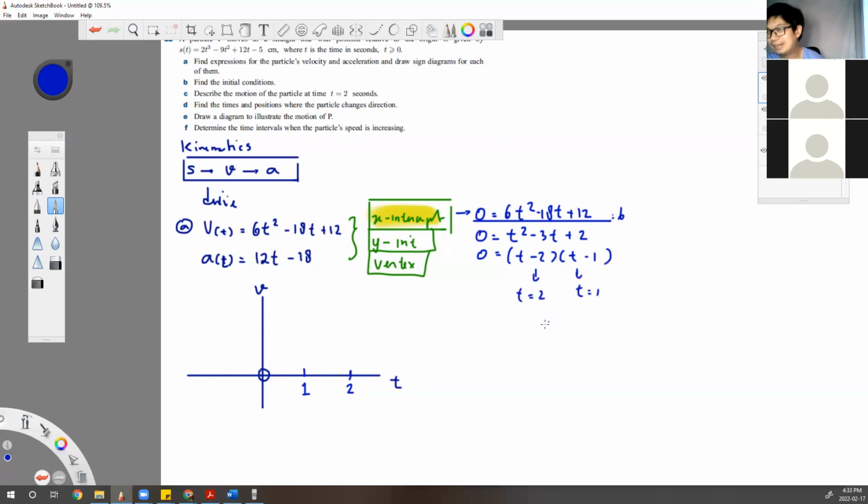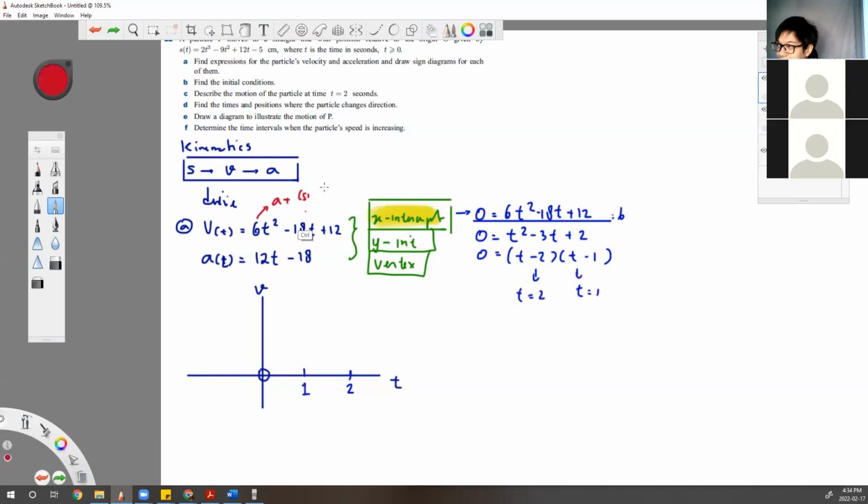So it is changing its direction, right? But is it smiley or frowning? Smiling or frowning? I think you know the answer. This is a. a is positive, right? a is positive, so it is a smile.